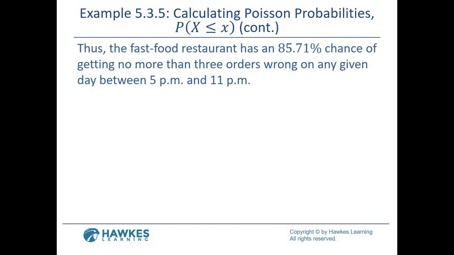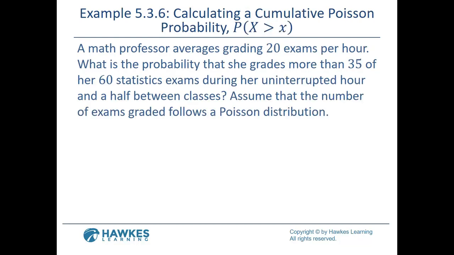So in this problem in particular, we know that the fast food restaurant has about an 85.71% chance of getting no more than 3 orders wrong on any given day between 5 and 11 p.m. So let's take a look at this problem here.